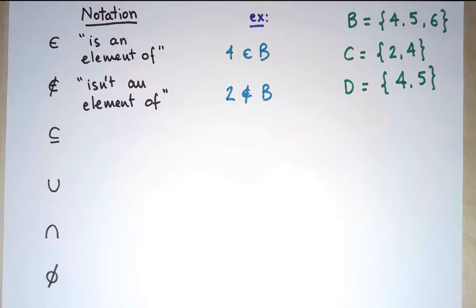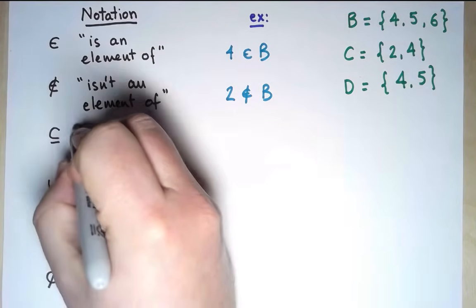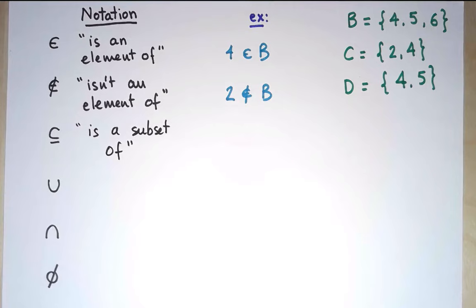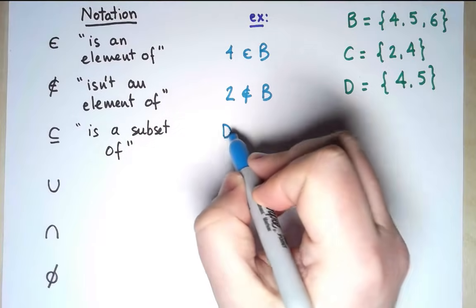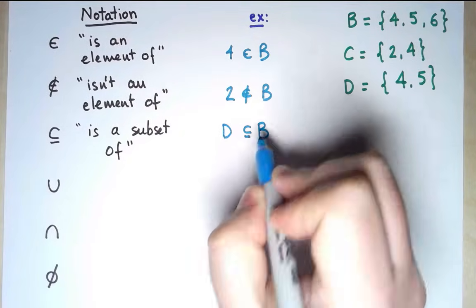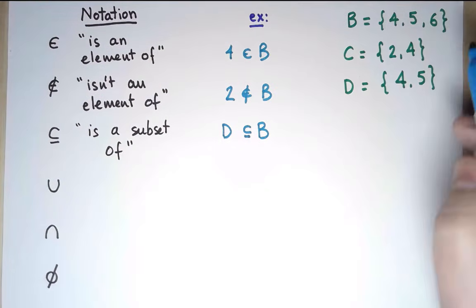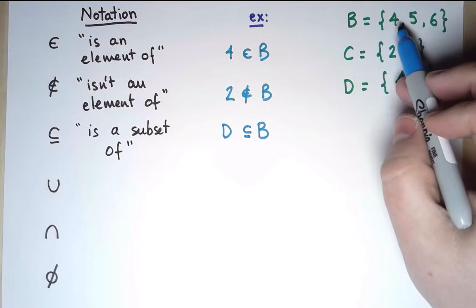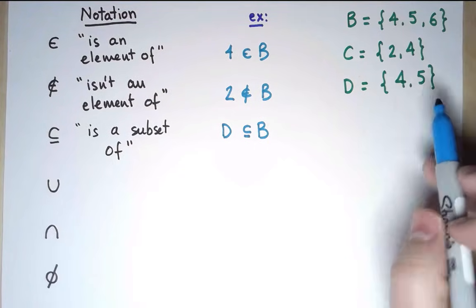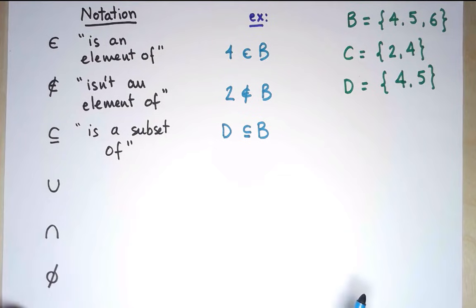This symbol is different. This represents the relation between two sets. It means that a set is a subset of another set. For example, here I can say that D is a subset of B, because D is contained in B. All the elements of D are also elements of B. However, this symbol comes with a warning.